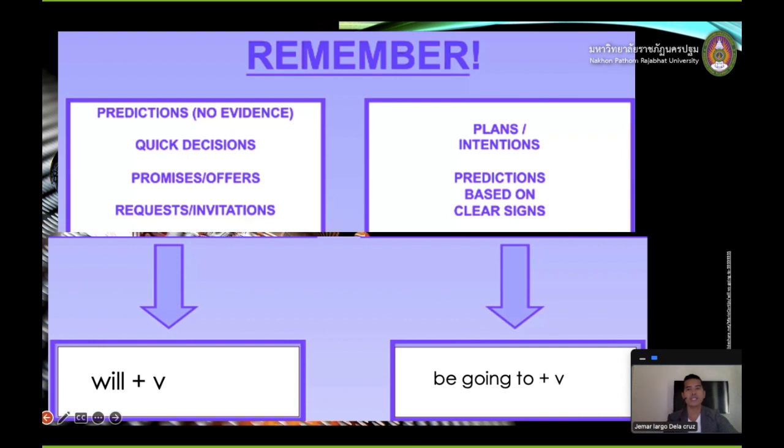Remember that predictions with no evidence, quick decisions, promises and offers, and requests and invitations use will plus the base form of the verb. For plans and intentions, and predictions based on clear signs, you can use be going to plus the verb.